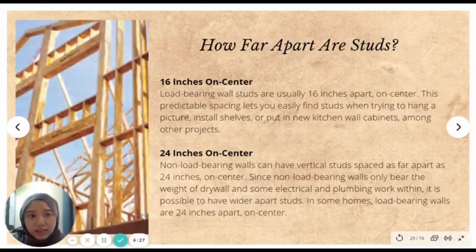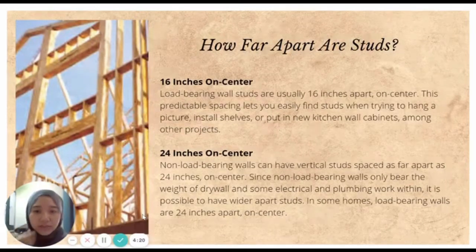How far apart are studs? Okay, there are two distances or measurements, the first one is 16 inches on center, and the second one is 24 inches on center. For the 16 inches on center, it's usually for the load-bearing wall, and its predictable spacing lets you easily find studs when trying to hang a picture, install shelves, or put in new kitchen wall cabinets, among other projects.